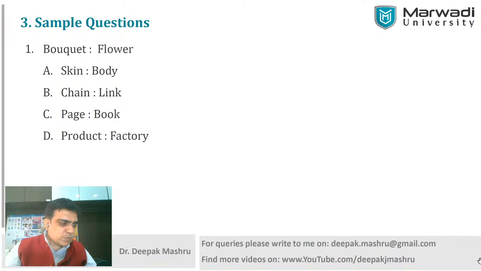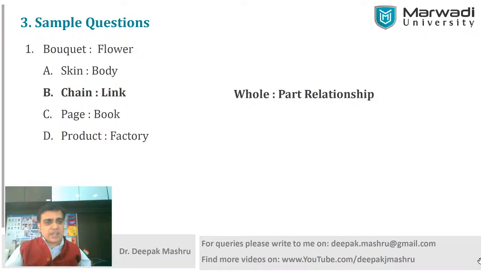Fine. So what can be there? Look at this. Chain and link. Right. And for the entire chain, the word link is there. That means there are different links like this that make the chain. It's a part of it. Right. Without it, it is not possible. Fine. Okay.